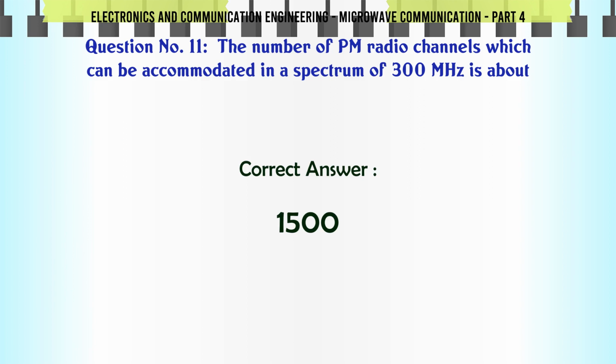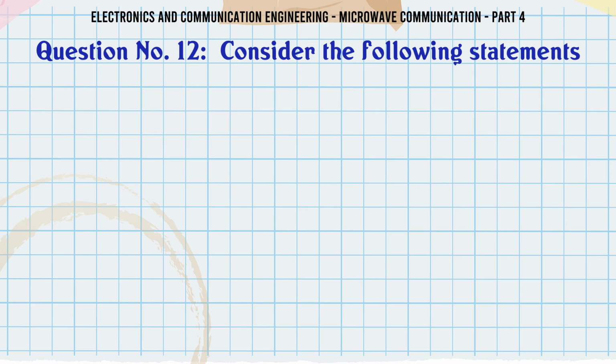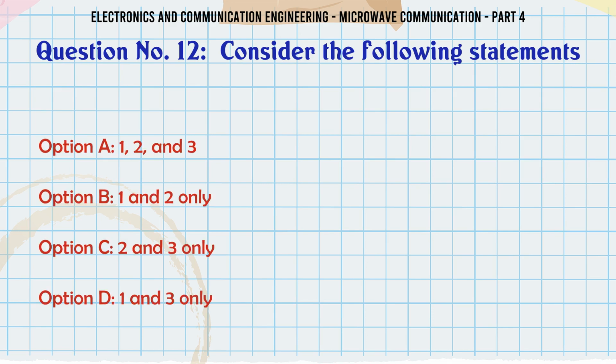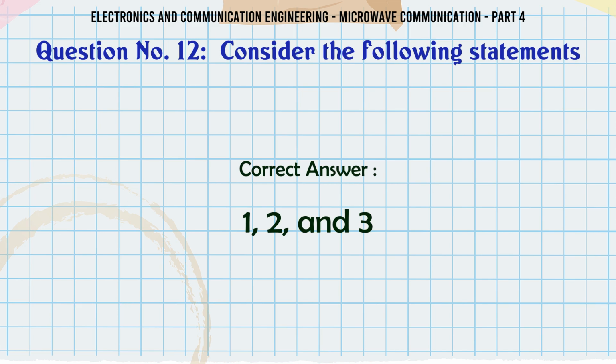The correct answer is 1500. Consider the following statements: A, 1, 2 and 3; B, 1 and 2 only; C, 2 and 3 only; D, 1 and 3 only. The correct answer is 1, 2 and 3.